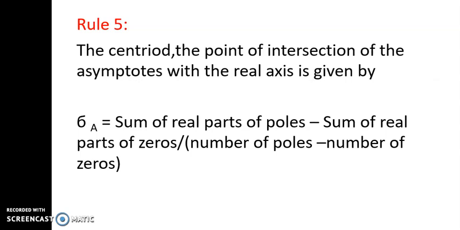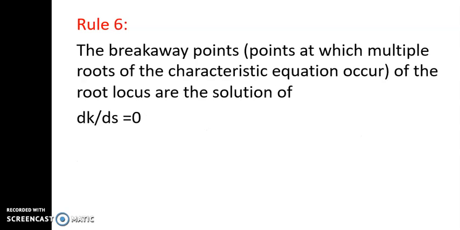Rule number 5. The centroid, the point of intersection of the asymptotes with the real axis, is given by sigma_a, which is equal to the sum of real parts of the poles minus the sum of real parts of the zeros, divided by the number of poles minus the number of zeros. Rule 6. The breakaway points of the root locus, at which multiple roots of the characteristic equation occur, are a solution of dK/ds equal to 0.